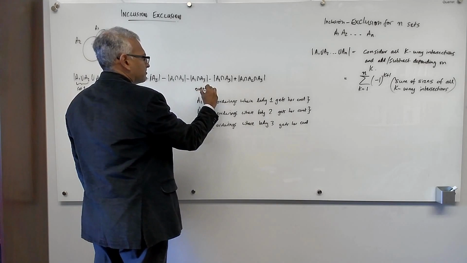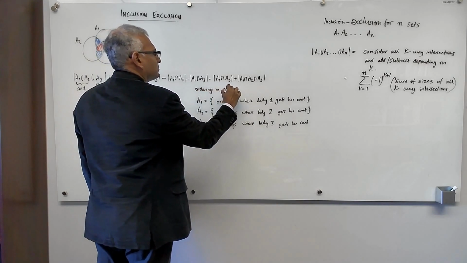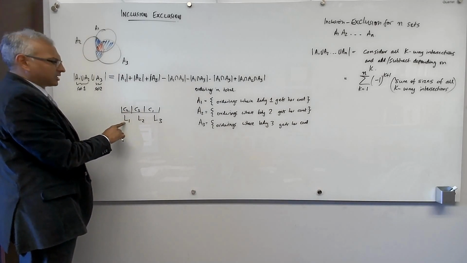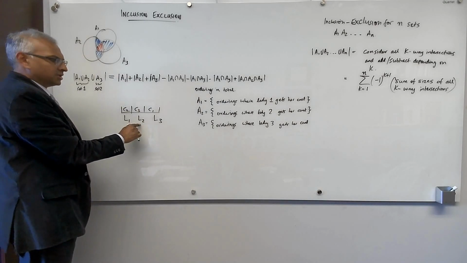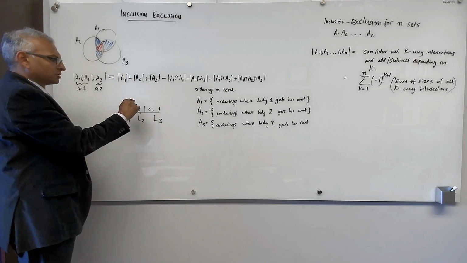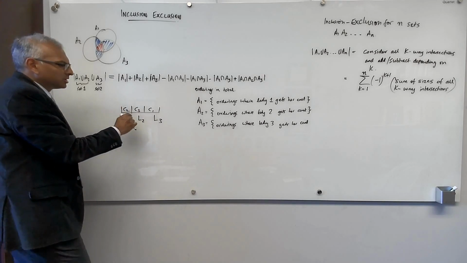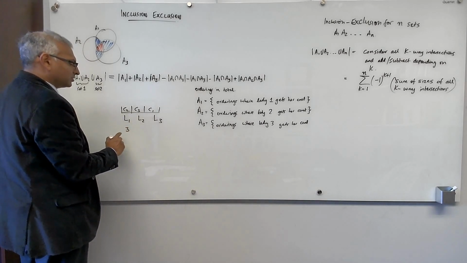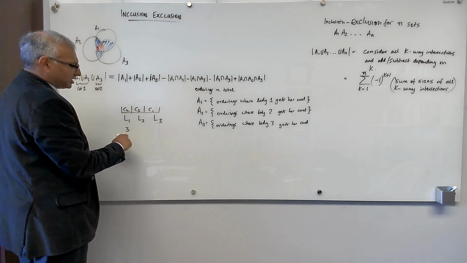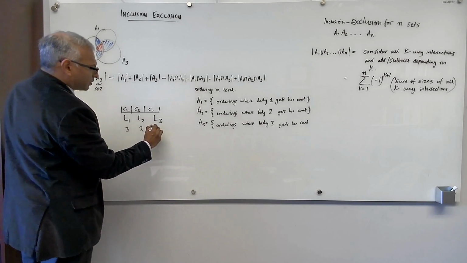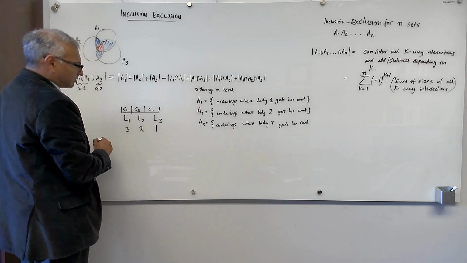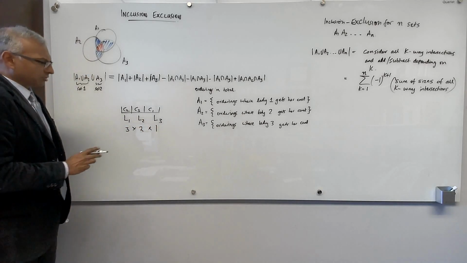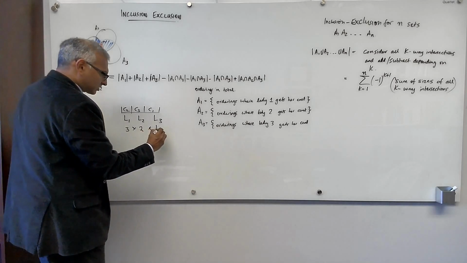And how many orderings in total? Well, lady 1 can get a coat in 3 ways, then lady 2 can get a coat in 2 ways after lady 1 has picked a coat, and then lady 3 gets the coat that remains. So there are 3 ways for lady 1, and once you fix lady 1's coat, there are 2 ways for lady 2, and then there's 1 way for lady 3. So there are 3 times 2 times 1 ways in which you can assign the coats. So that's 6 ways.